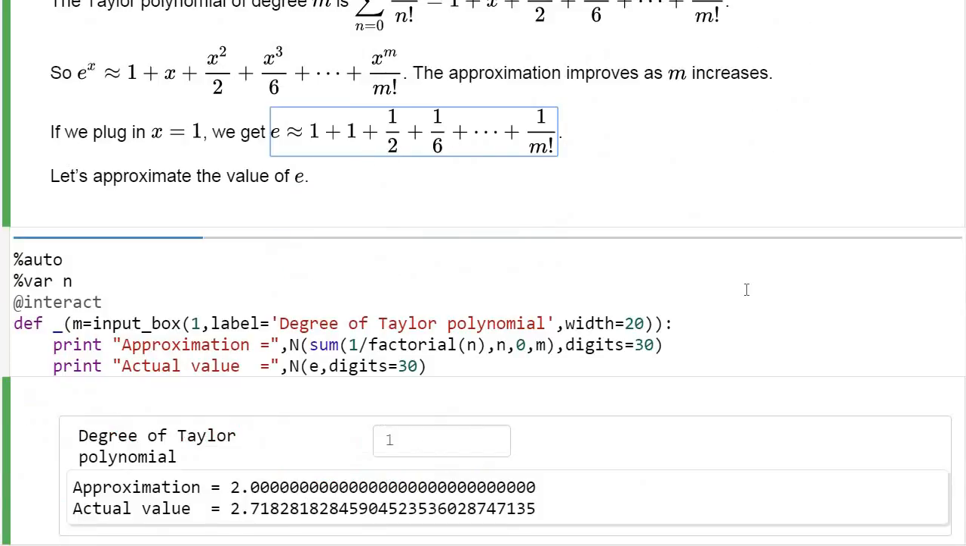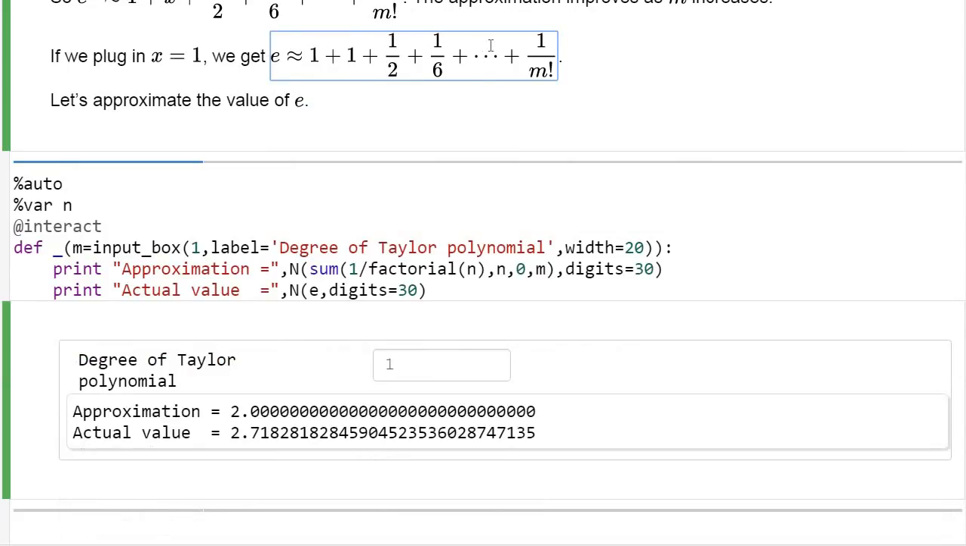So I set up a little interact so we can apply this formula. So here is the degree 1 Taylor polynomial. So there's the tangent line. That would approximate the value of e to be 2. And here's the actual value with 30 decimal places just for comparison.